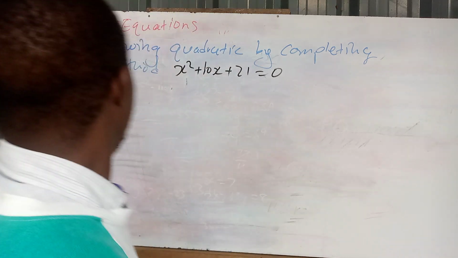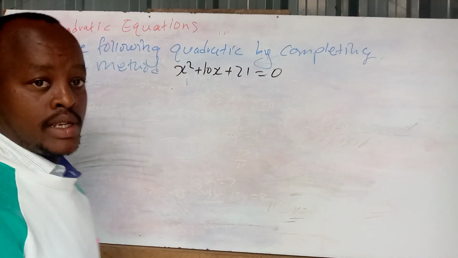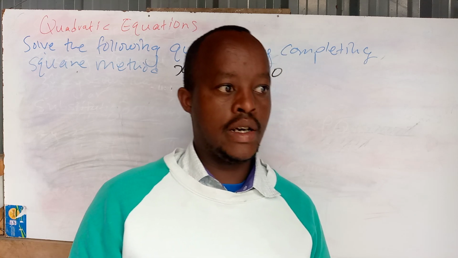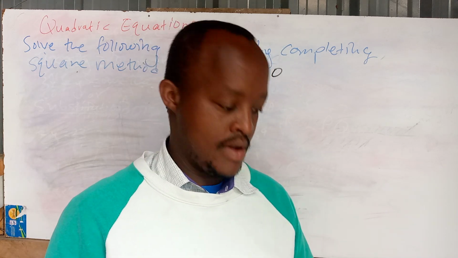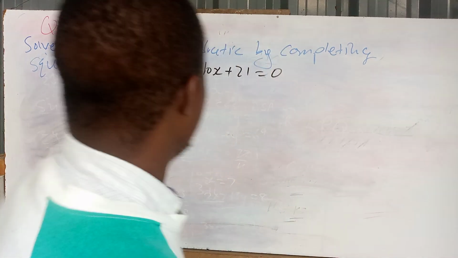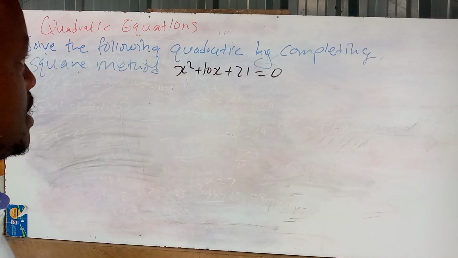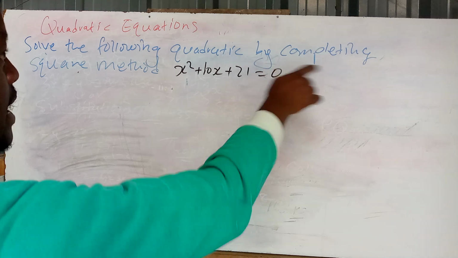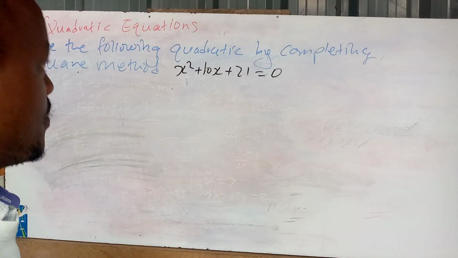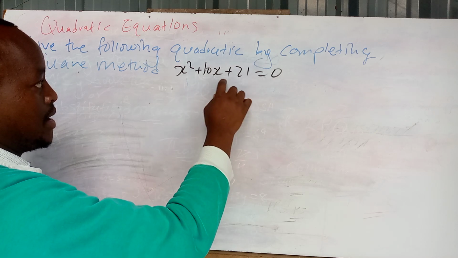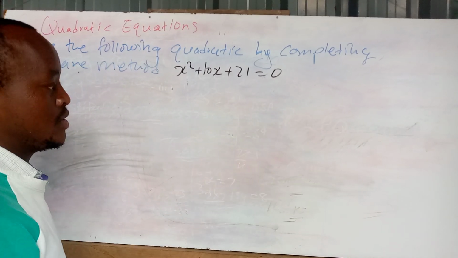I will tackle quadratic equations using various methods that we have. The question reads: solve the following quadratic equation by the completing the square method. So we have x squared plus 10x plus 21 is equal to 0.